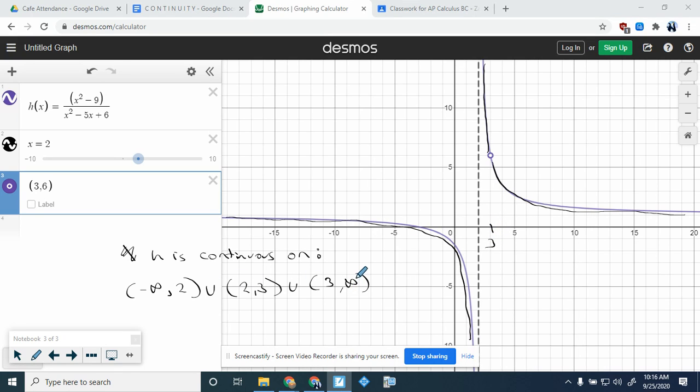You could maybe cheese out and say something like h is continuous for all real values of x, except x can equal 2, x can equal 3. You could do that. I just wanted to state some interval notation to review that. And remember, these are x intervals, guys. You're always stating x intervals for when a function is continuous, okay?